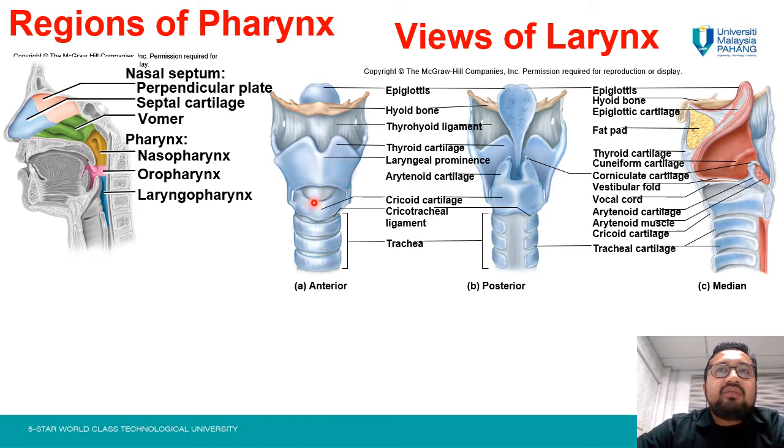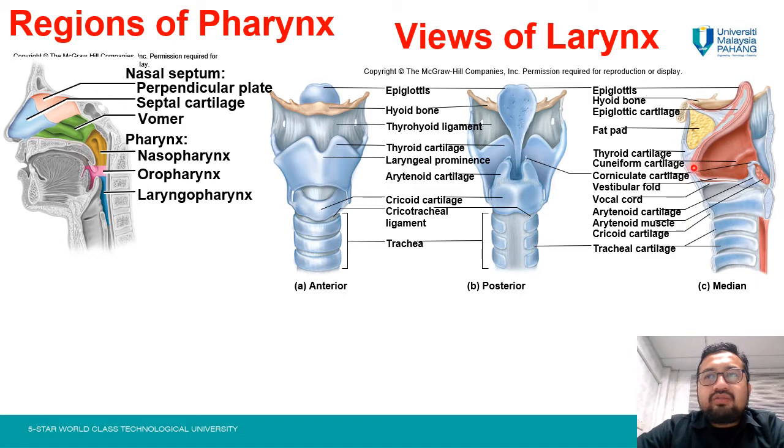So basically, it is formed from cartilages. Cartilage is flexible, so it's not hardened like bone. It is much softer, but it is very important to be flexible in the airway passage. Then we've got the cricoid cartilage and the cricotracheal ligament from the cricoid to the trachea. This is the trachea, with a ring shape here. The connection between the cricoid cartilage and the trachea we call the cricotracheal ligament.